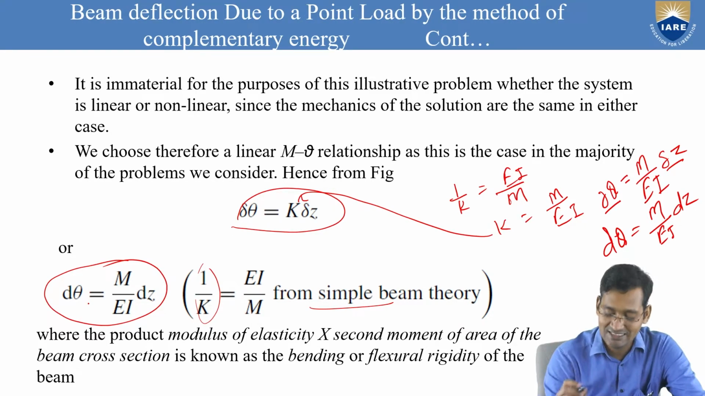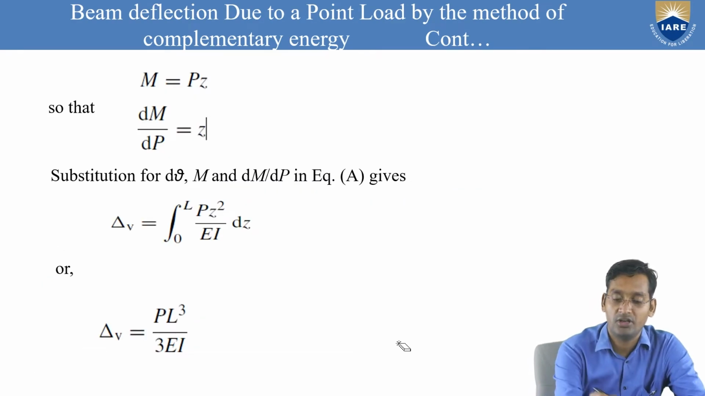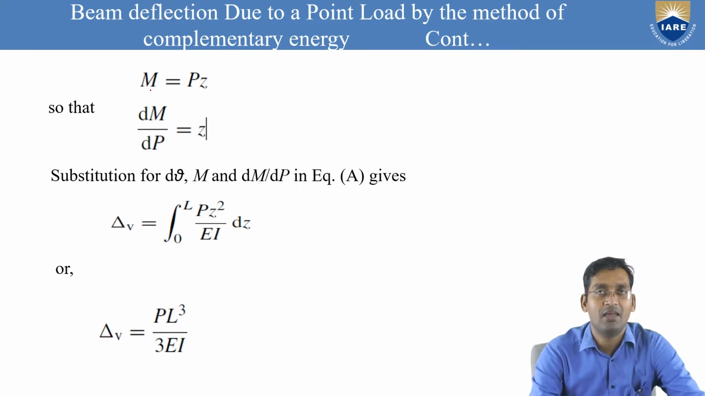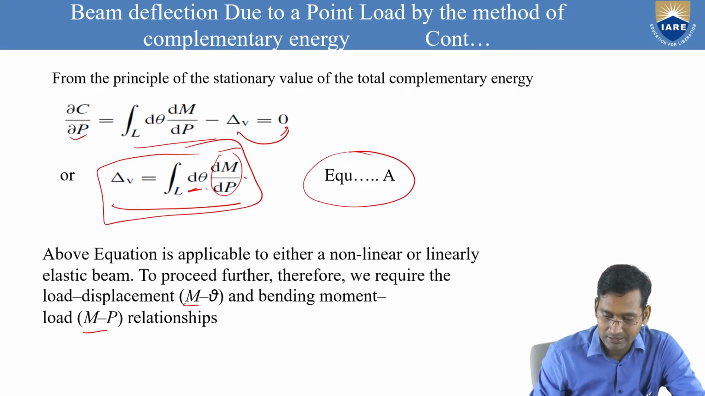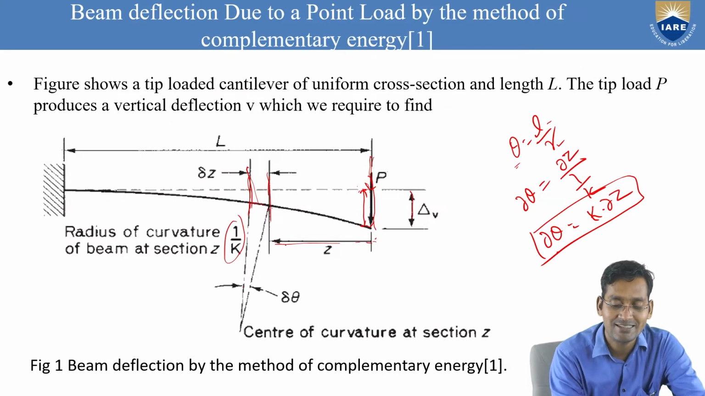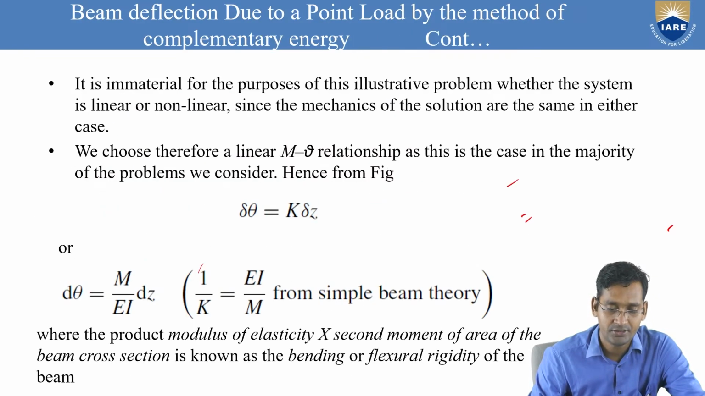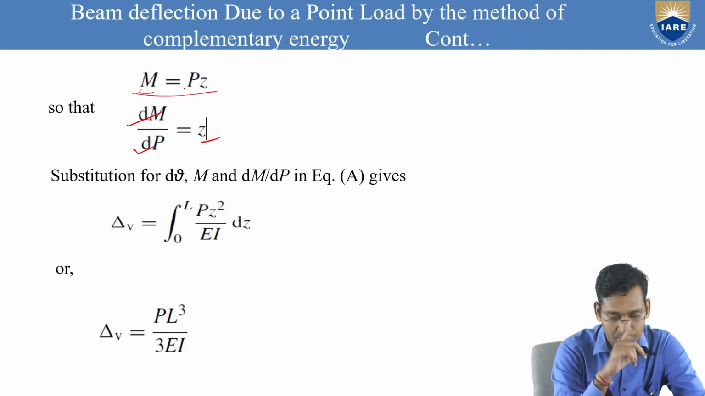Now we can replace this d theta here. Next, we have to change the M. What is M? Moment. Moment is force into perpendicular distance. The perpendicular distance for the element we are considering is at a distance z, so M equals P into z is the bending moment. Now differentiate this with respect to P. dM by dP equals z.